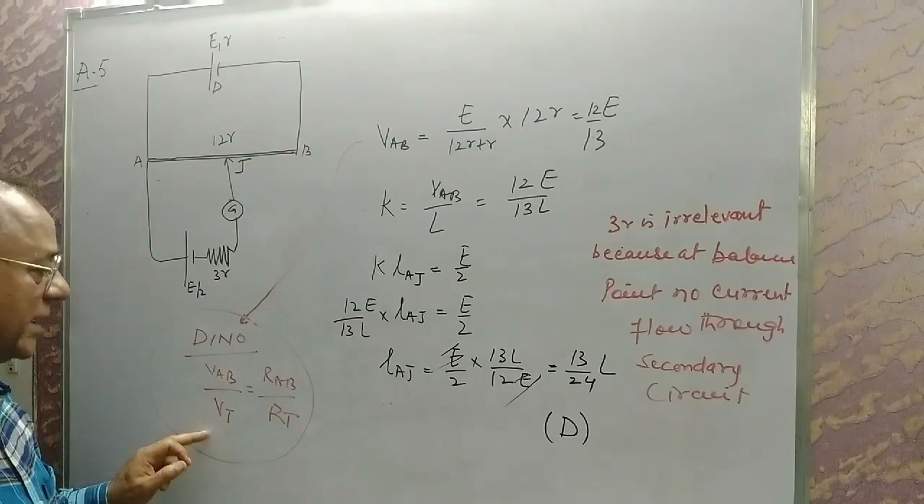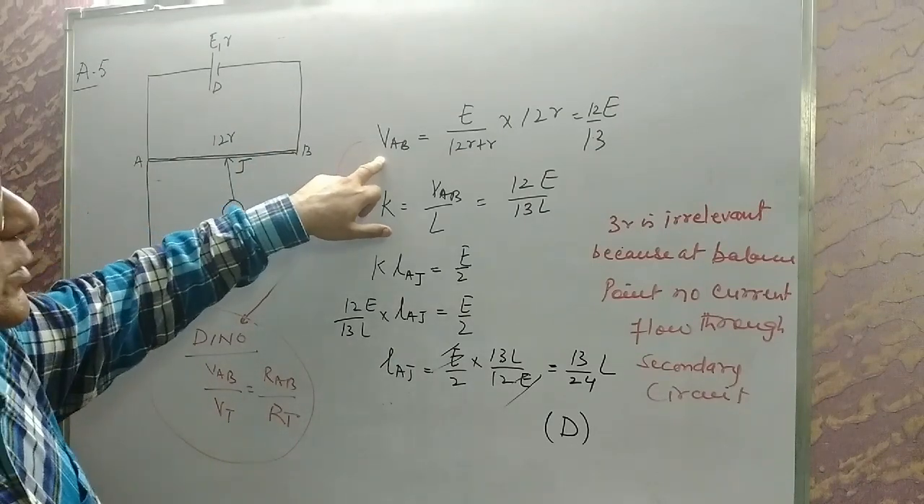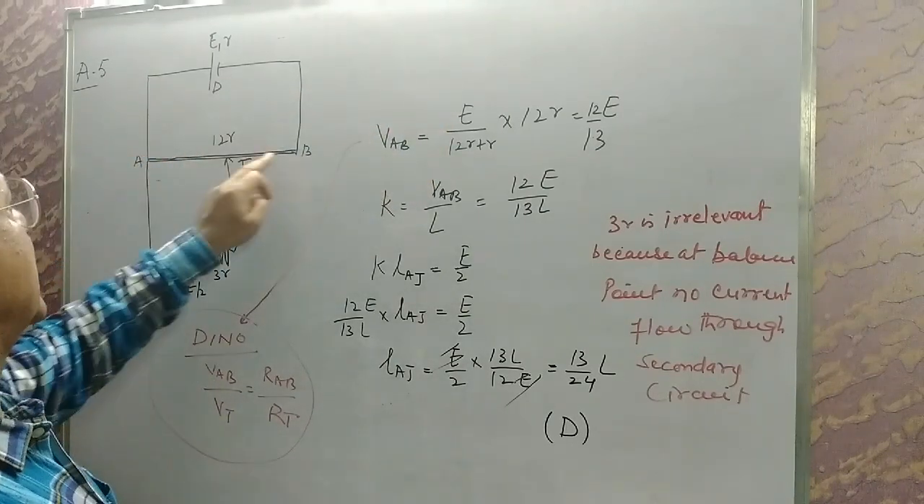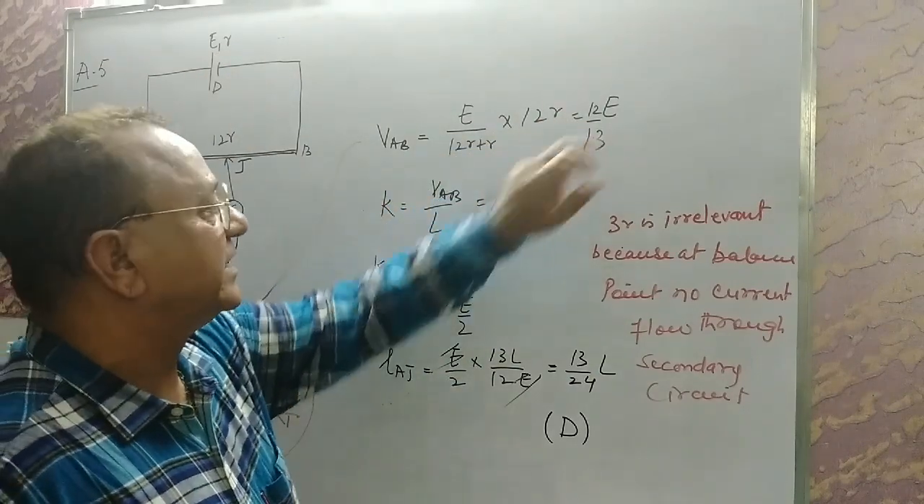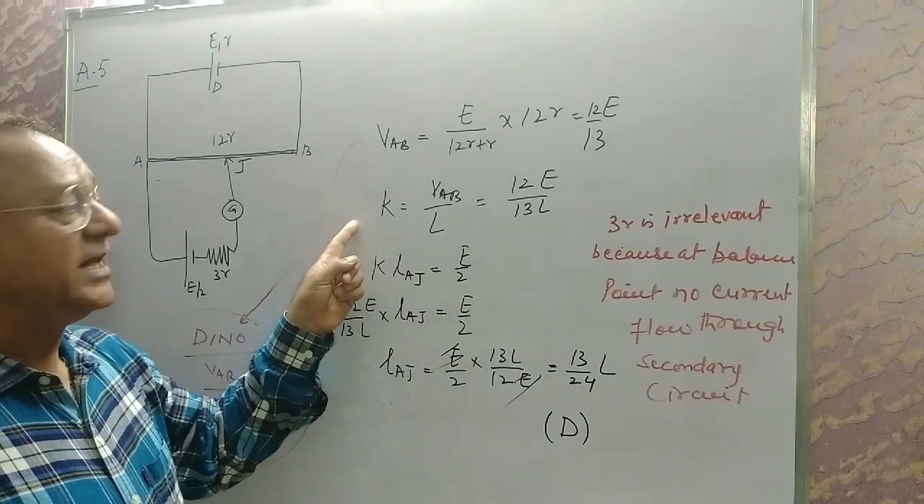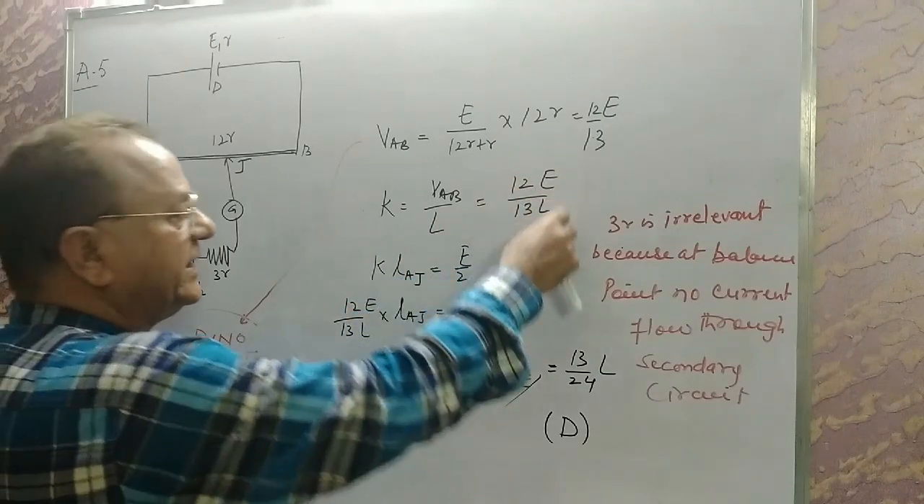VAB divided by V total equal to RAB divided by R total. That is, VAB is equal to E divided by total resistance, 12R plus R, into 12R. This comes out to 12 by 13 E. What is K? Potential gradient. VAB divided by length of the wire, 12 by 13 E by L.